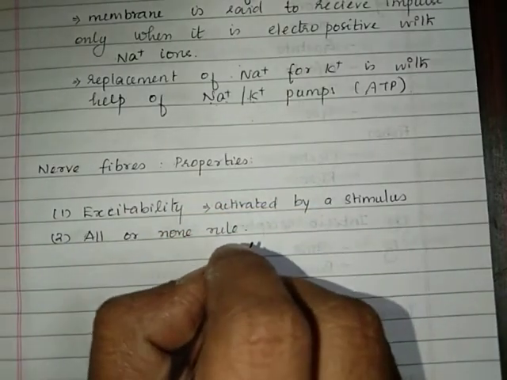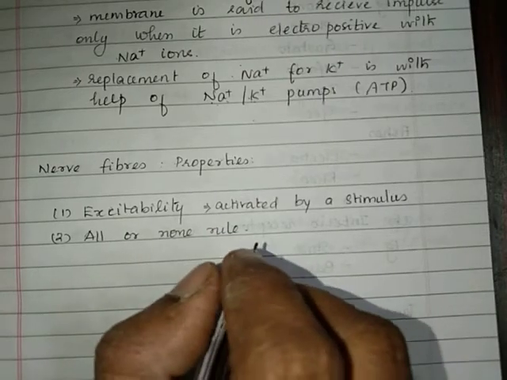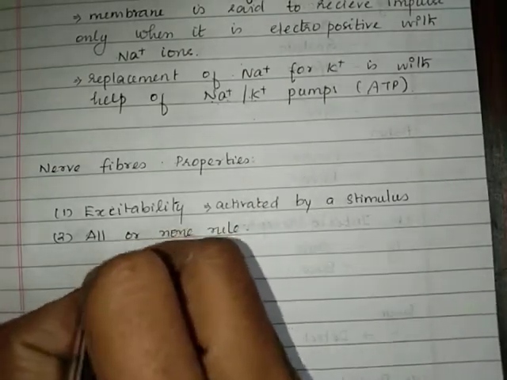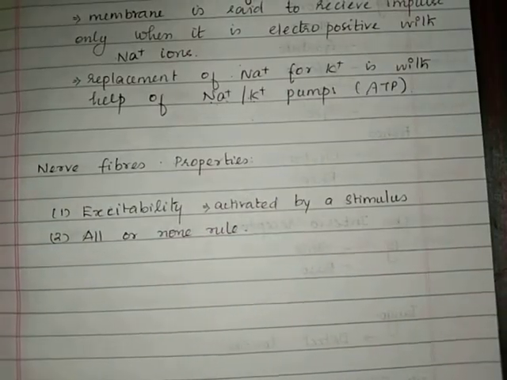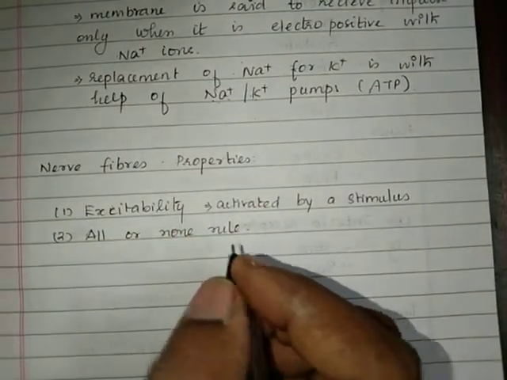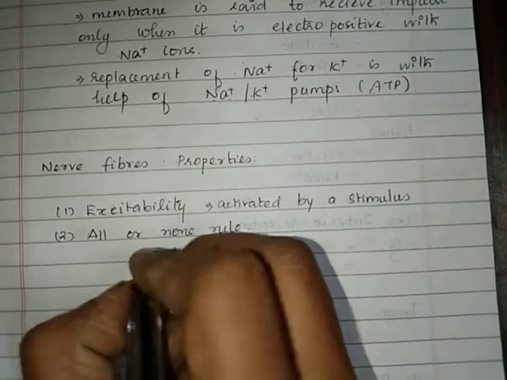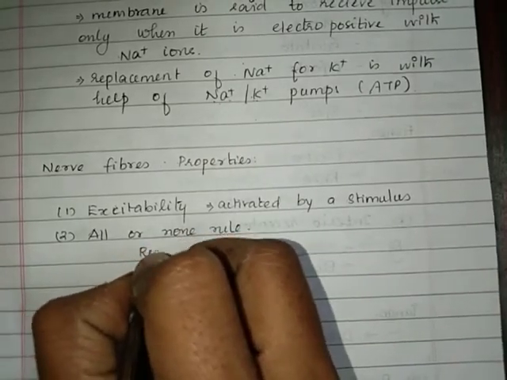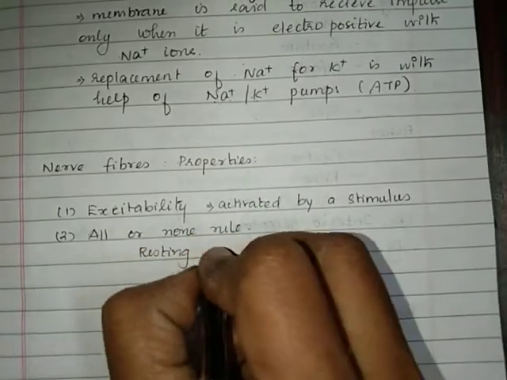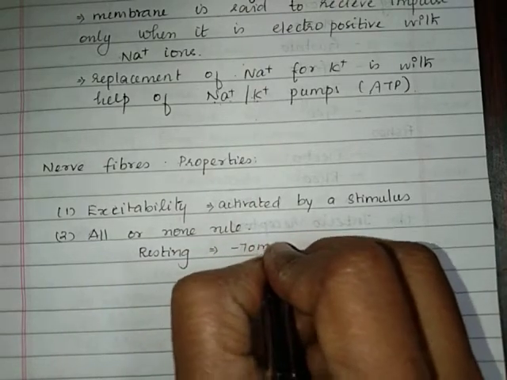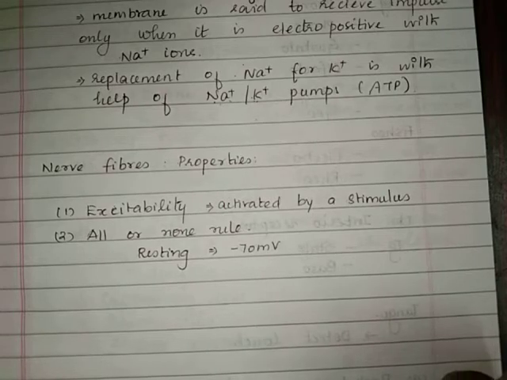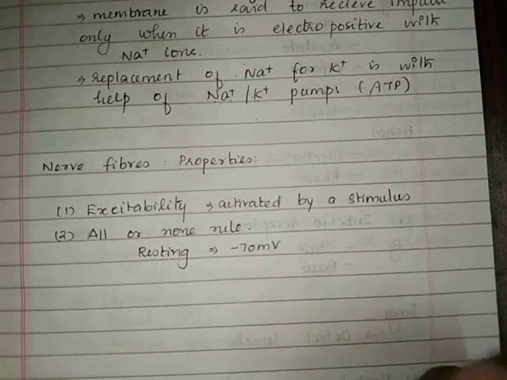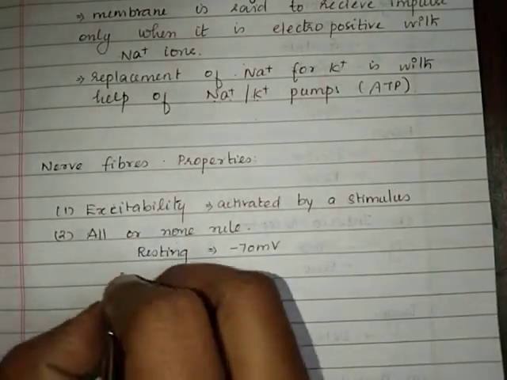What does the all or none rule mean? It concerns the voltages present in the nerve fibers. For example, we studied these 3 values. One is the resting potential, which is minus 70 millivolts. It is going to be exactly minus 70; there is nothing like slightly less or slightly more. That is why we call it the all or none rule.